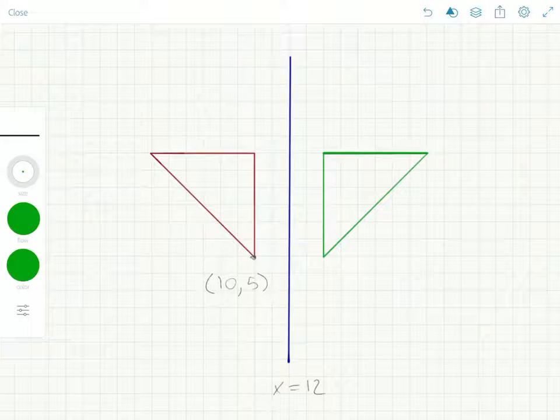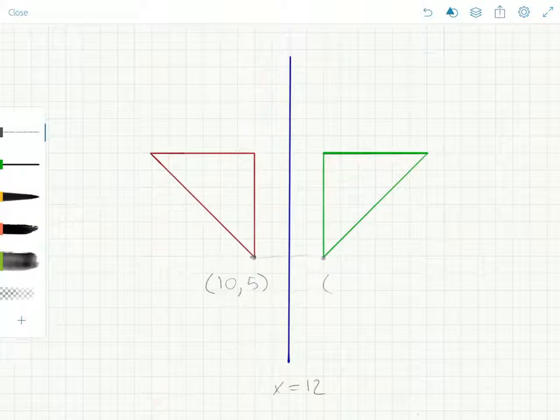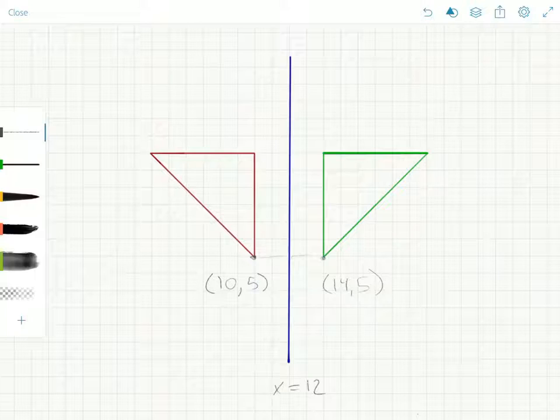So first things first, where is this point located? If this was 10, 5 and it's a reflection, then if the 10 is 2 away from the line of reflection, then this point will also be 2 away from the line of reflection, but 2 going the other direction. So this should be 14, and for this particular reflection, our y value is going to stay the same at 5. It's almost irrelevant.